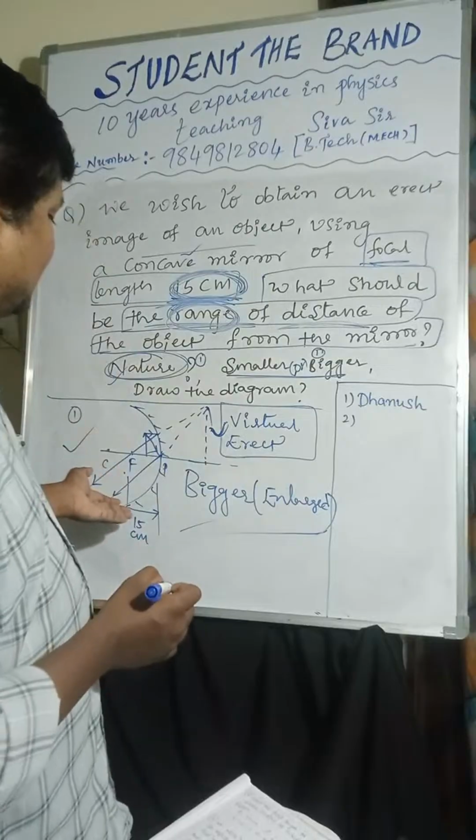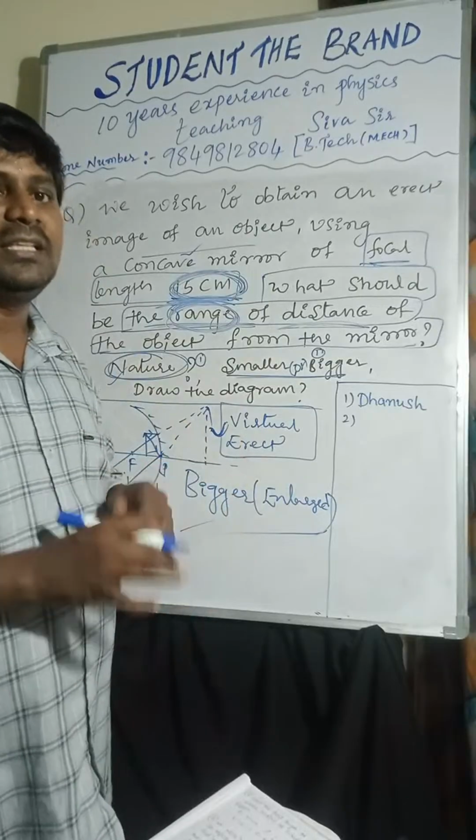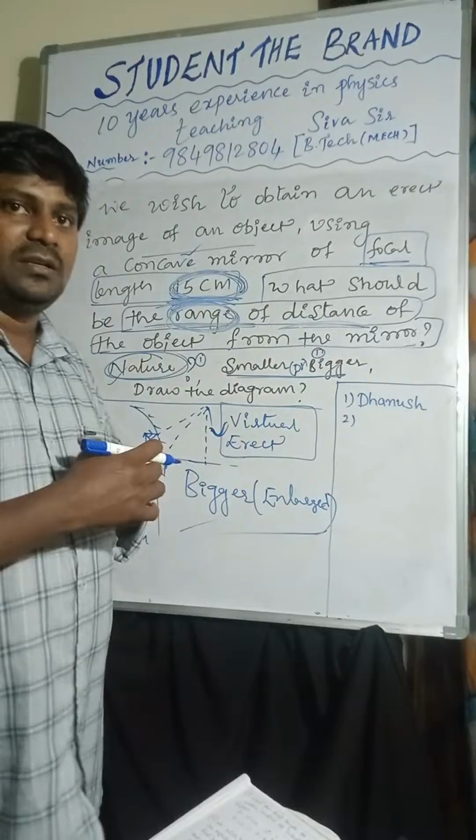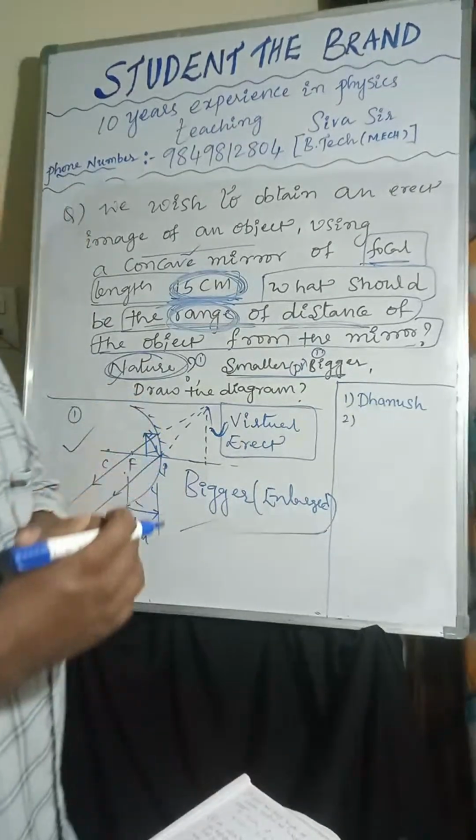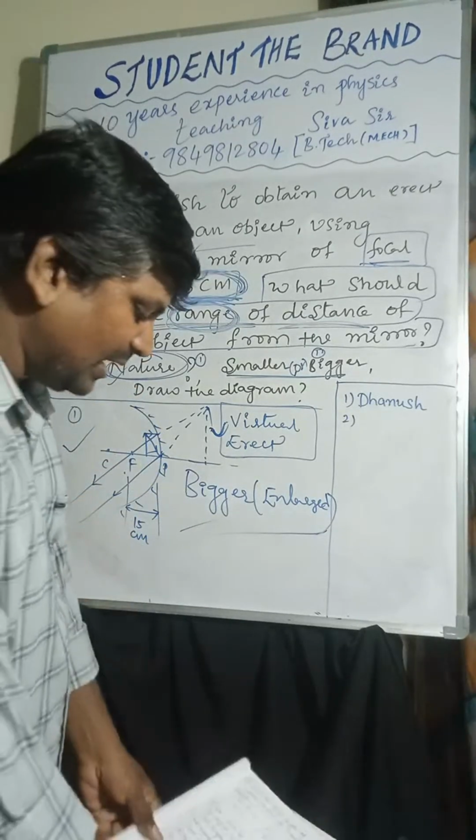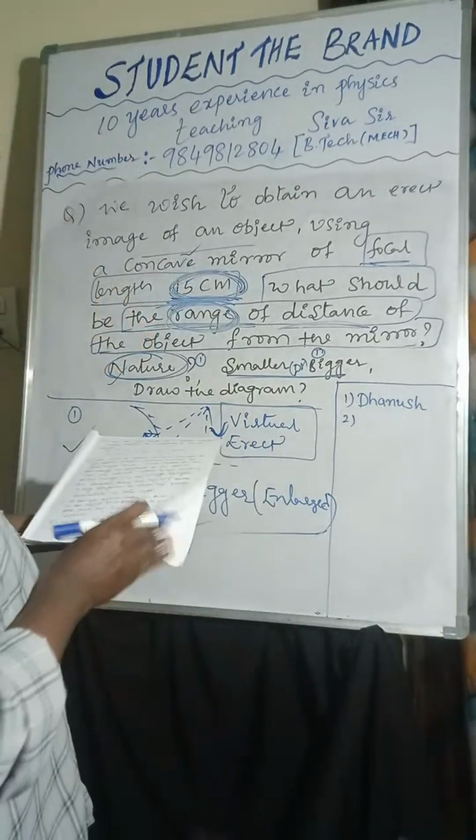Draw the diagram. This is the diagram. In this way you have to answer the question. So, any doubts? If you have any doubts, you can ask me. I'll clarify, then we'll go to the next one.